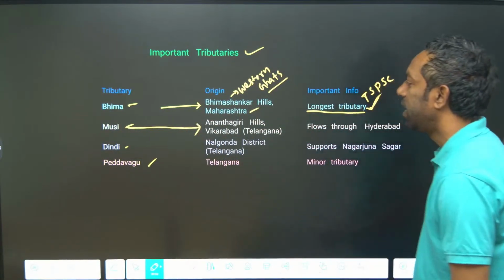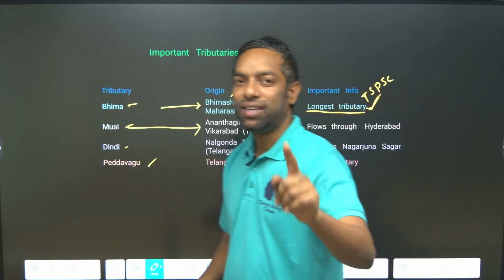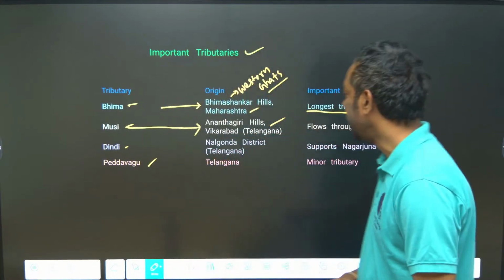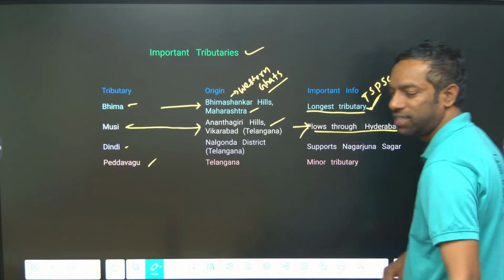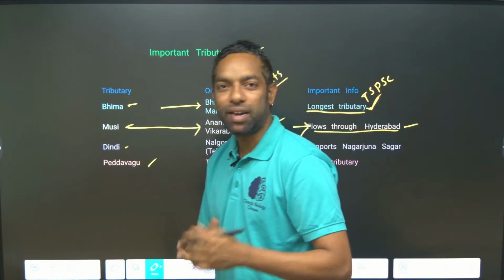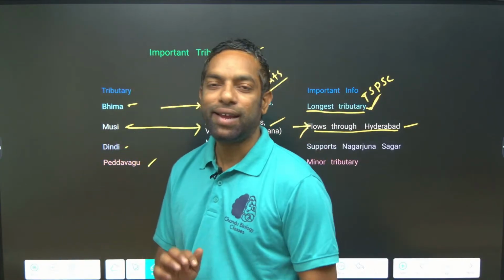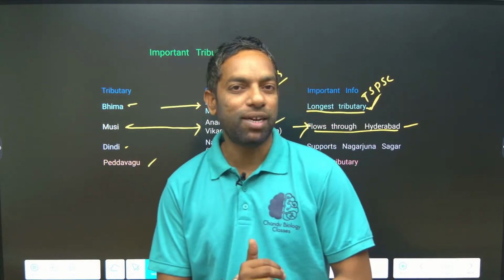Next, the Musi River. The Musi originates at Anantagiri Hills, Vikarabad, Telangana. This is important: the Musi provides water for the people of Hyderabad. It flows through Hyderabad, and especially Musi is the reason for the Hyderabad floods. It is one of the greatest tributaries of the Krishna River.